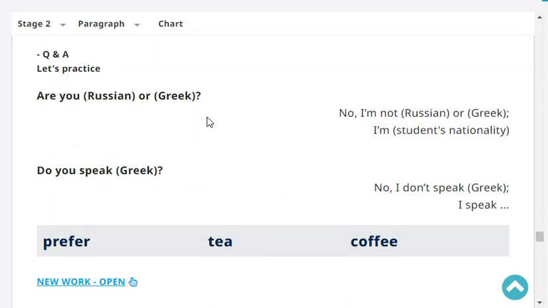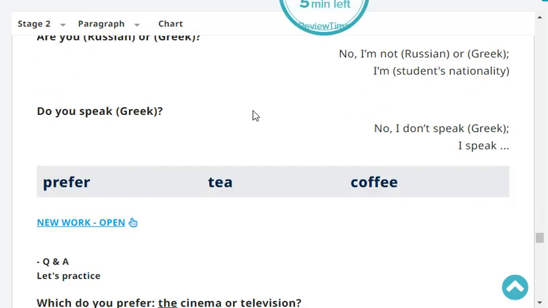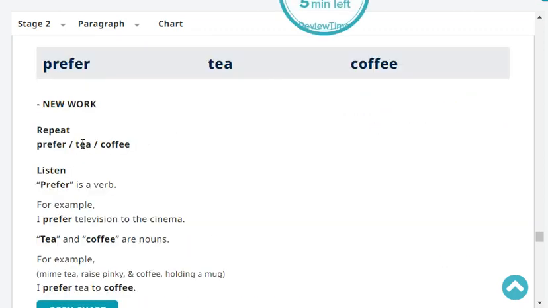Let's practice. Are you Russian or Greek? No, I'm not Russian or Greek. I'm Japanese. Very good. Do you speak Greek? No, I don't speak Greek. I speak Japanese. Very good. Next, repeat. Prefer.